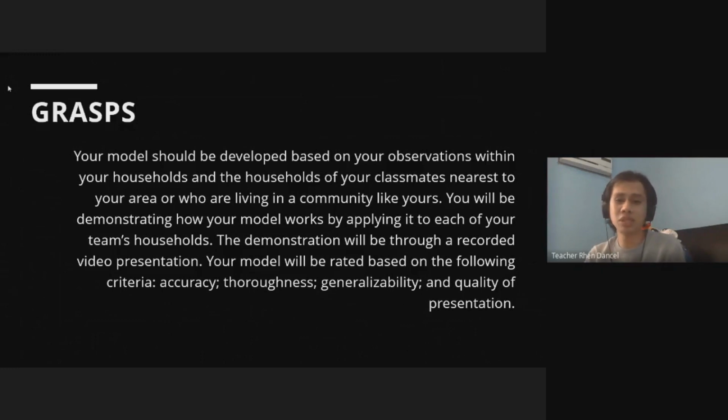You will be demonstrating how well your model works by applying it to each of your team's households. So this is the testing part of your model, and the demonstration will be through a recorded video presentation. Once you already have the model, you will be recording yourself together with your group mates and present this model as applied to your own situations. And they will be rated according to these four criteria. First is accuracy, second is thoroughness, third is generalizability, and fourth is quality of presentation.